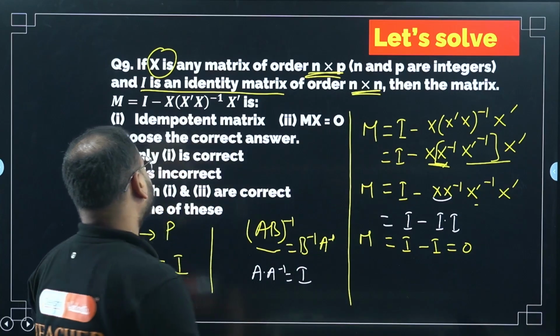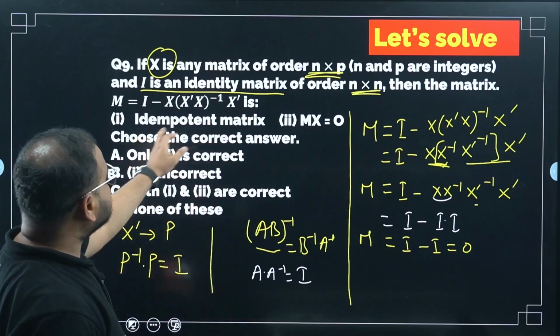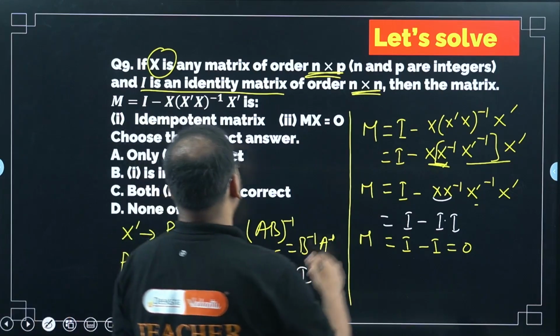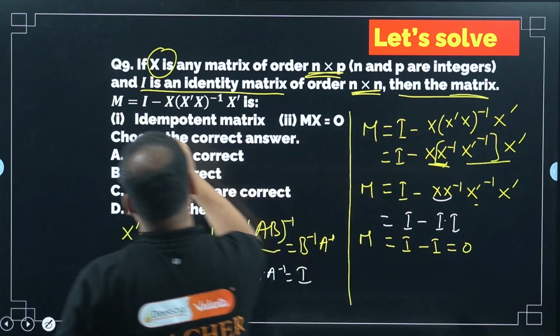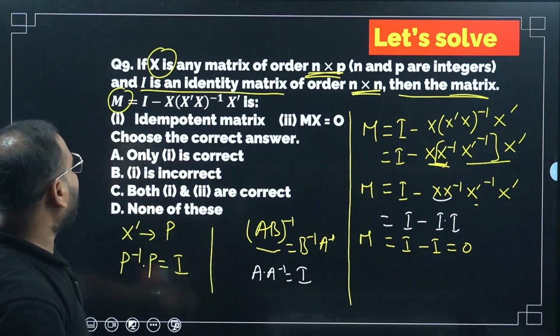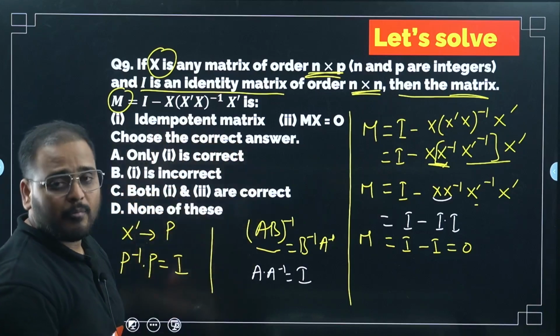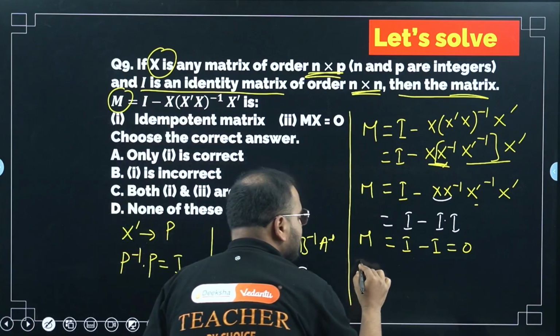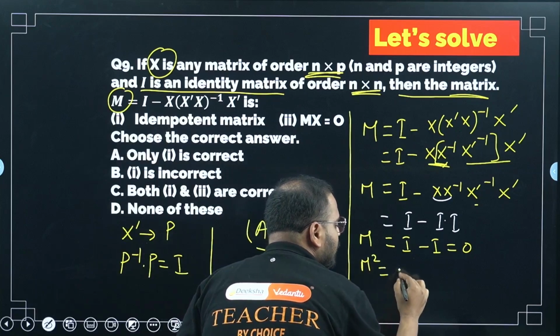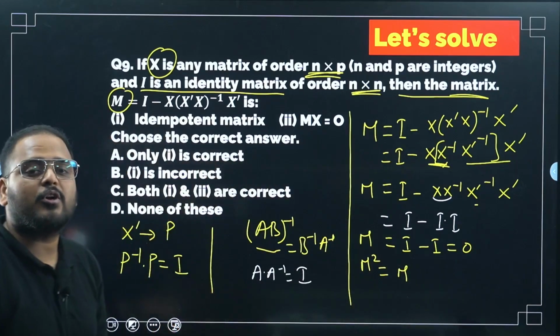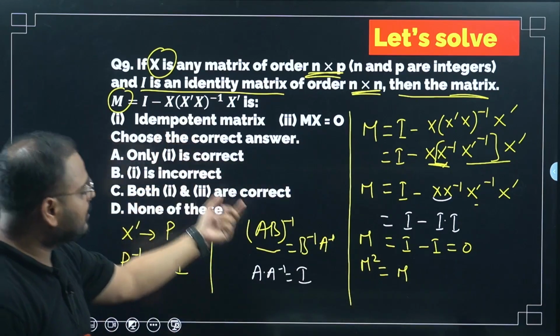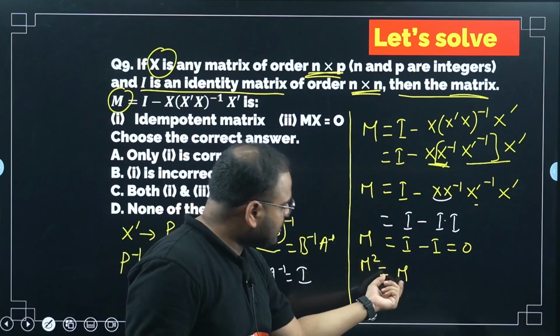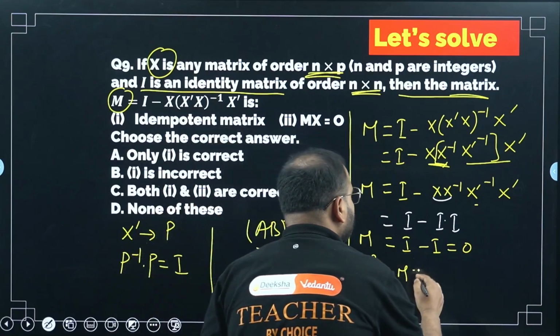Now look at the statements. Statement one says the matrix M is an idempotent matrix. What is an idempotent matrix? It means M square is equal to M. That is the condition of an idempotent matrix. Yes, sir, M square is equal to M because both these values are 0.